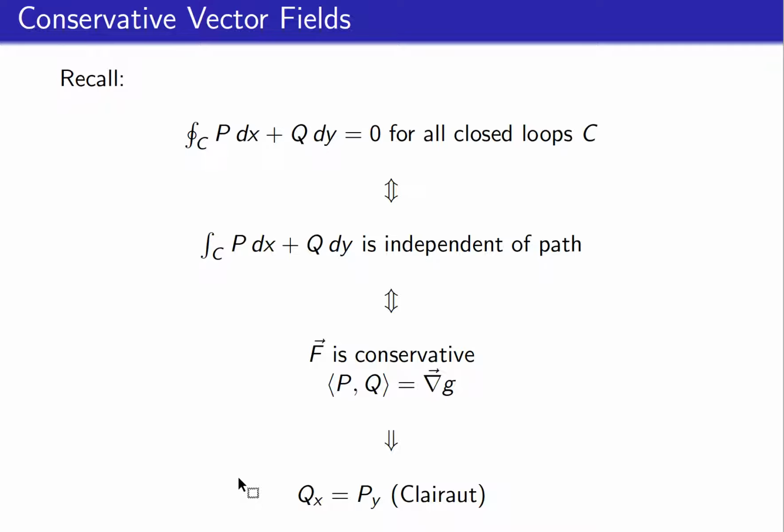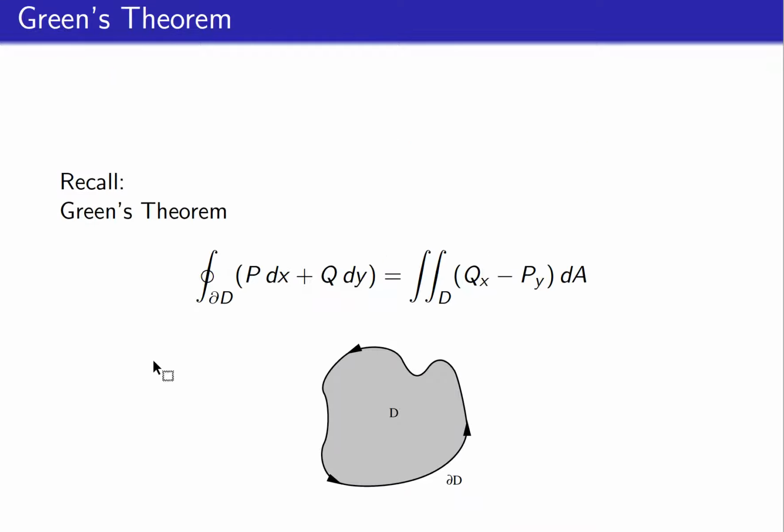One thing that we have left open is whether or not this implies the other thing. So let's say Q sub x equals P sub y. Does that mean that these other things are true? One thing that's going to be helpful to address that question is Green's theorem. Remember, last time I introduced this theorem. You have a region D. We're going to take the boundary of D counterclockwise, and the line integral of P dx plus Q dy is equal to the double integral over the region D of the partial derivative of Q with respect to x minus the partial derivative of P with respect to y, dA.